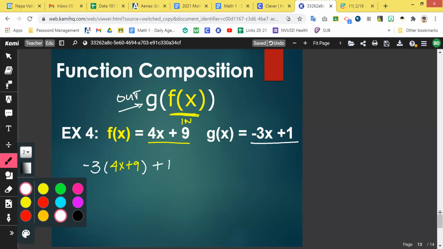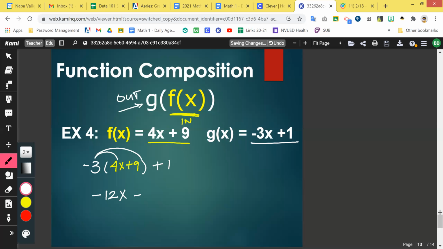Now, like the last couple examples, we're going to distribute. So you take the negative 3, and you're going to be multiplying that. Negative 3 times 4x is negative 12x. Negative 3 times 9 is negative 27. And then that positive 1 just comes down.